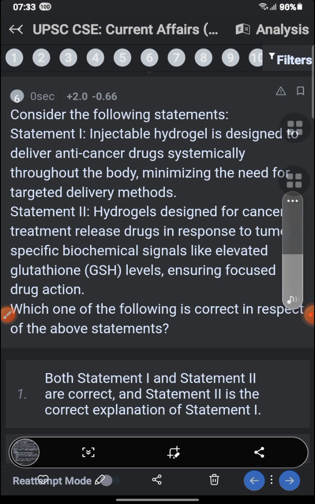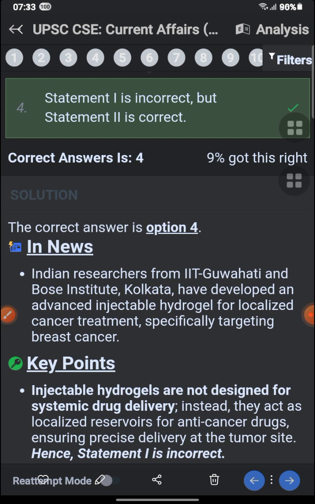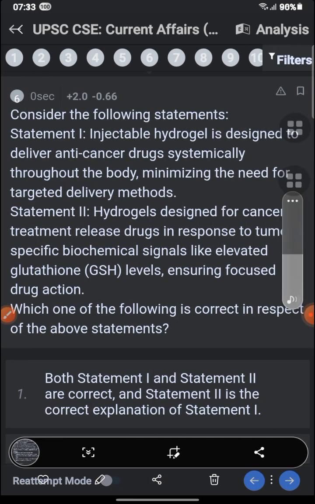Next is, consider the following statements. Injectable hydrogel is designed to deliver anti-cancer drugs, and the hydrogel designed for cancer treatment releases the drug in response to specific biochemical signals like elevated glutathione levels, ensuring focused drug action. So here one is incorrect, but the second one is correct.